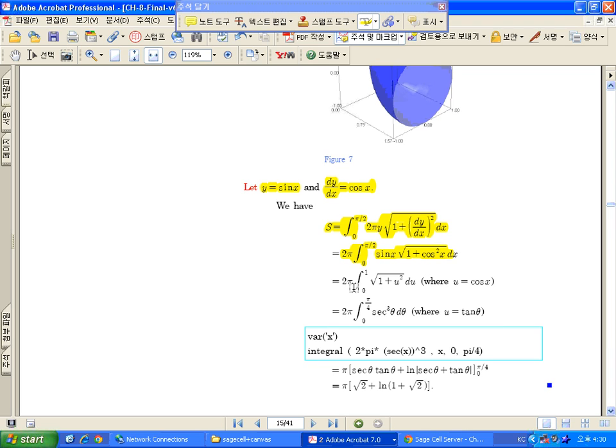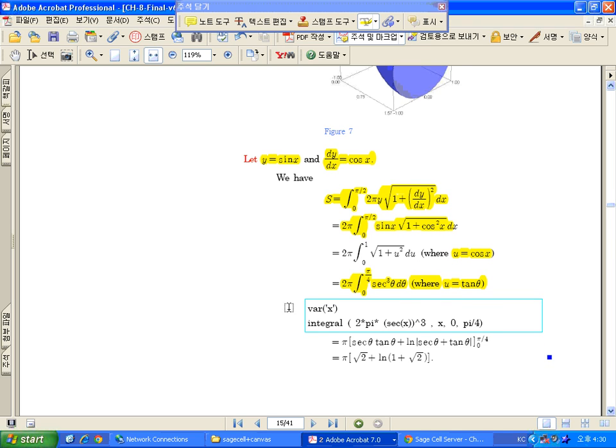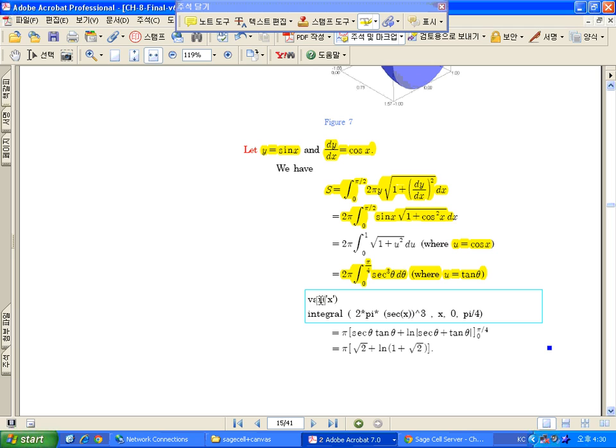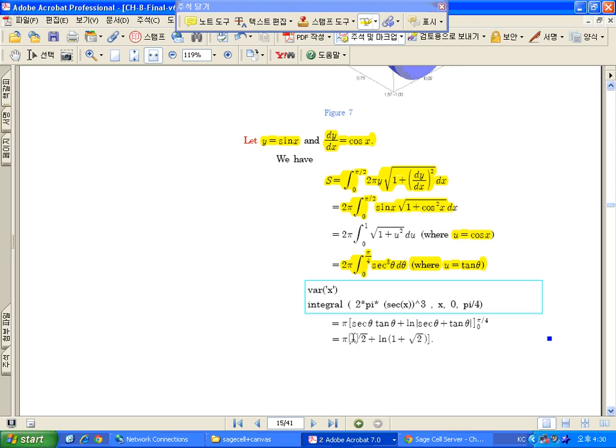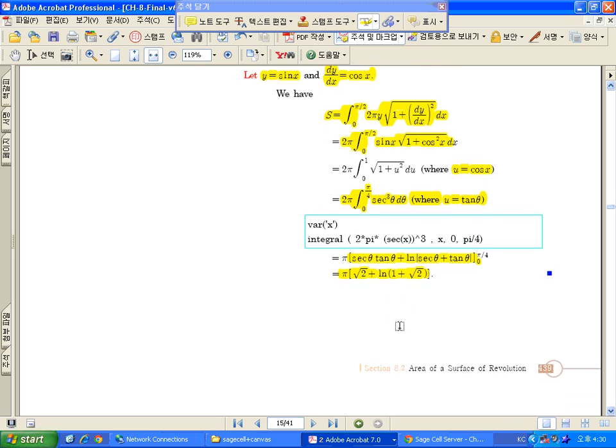Okay, and we can simplify with the substitution u equals cosine x, and then we have this. We may use integration with Sage to get the answer, or we can just do the computation with the formulas or by hand to get the answer for this surface area.